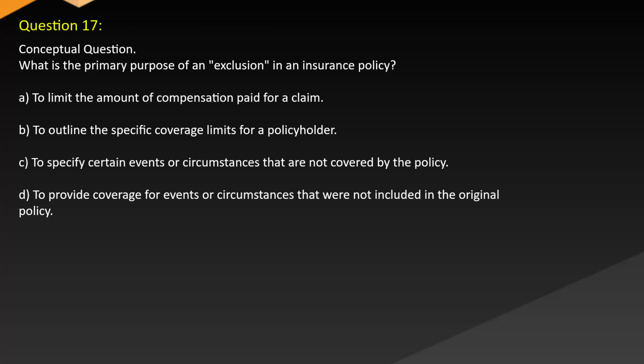Question 17. Conceptual question. What is the primary purpose of an exclusion in an insurance policy? A. To limit the amount of compensation paid for a claim. B. To outline the specific coverage limits for a policyholder. C. To specify certain events or circumstances that are not covered by the policy. D. To provide coverage for events or circumstances that were not included in the original policy.